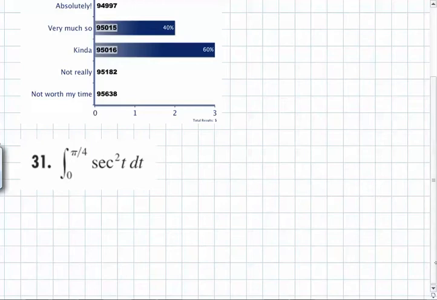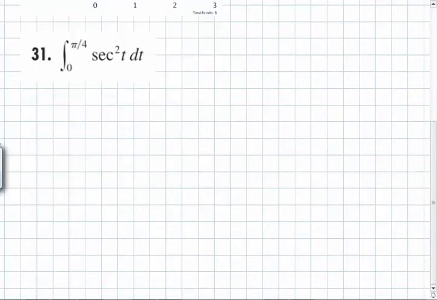Okay, so on this one, what's it asking you? What type of integral is this? Definite integral. Why is it a definite integral? It has a set area, yeah. So this will evaluate to a number, exactly.